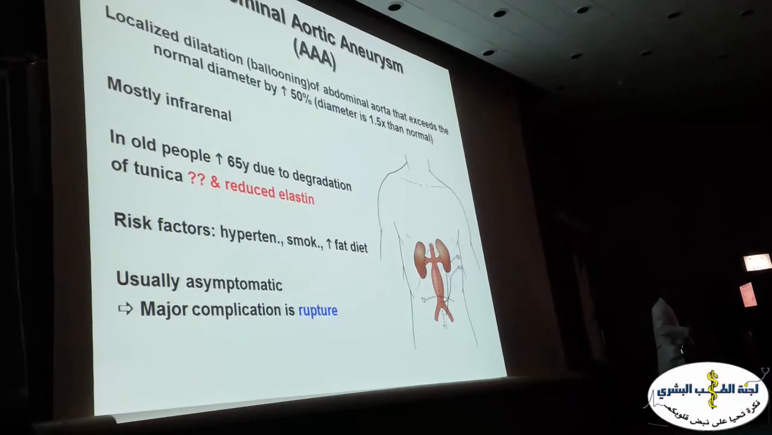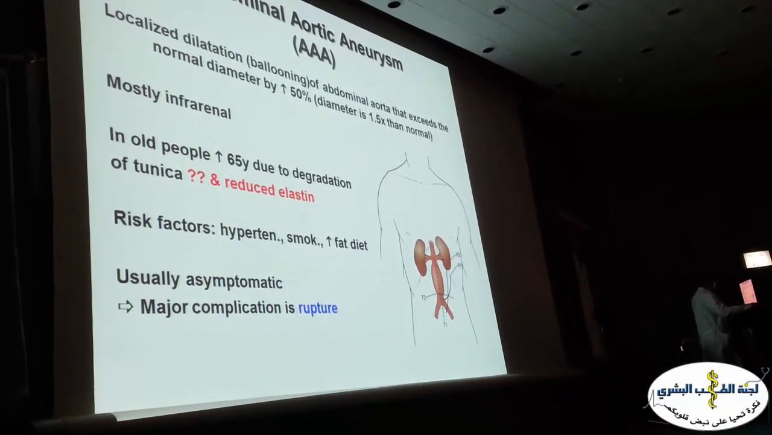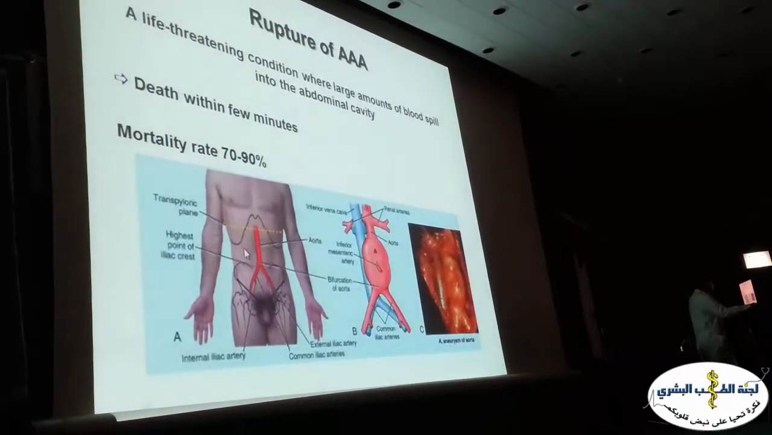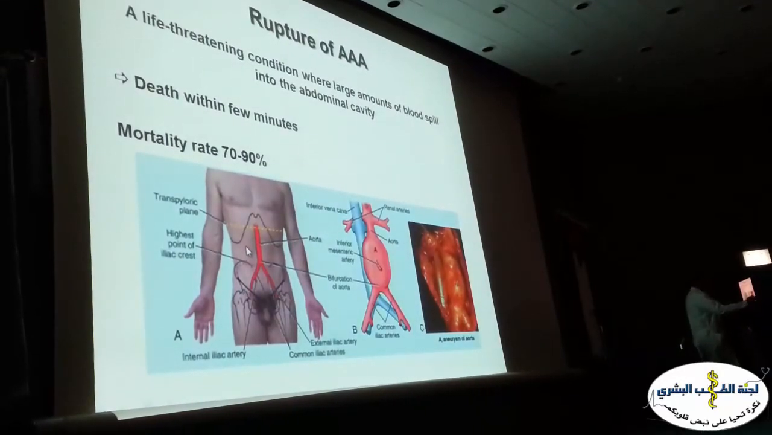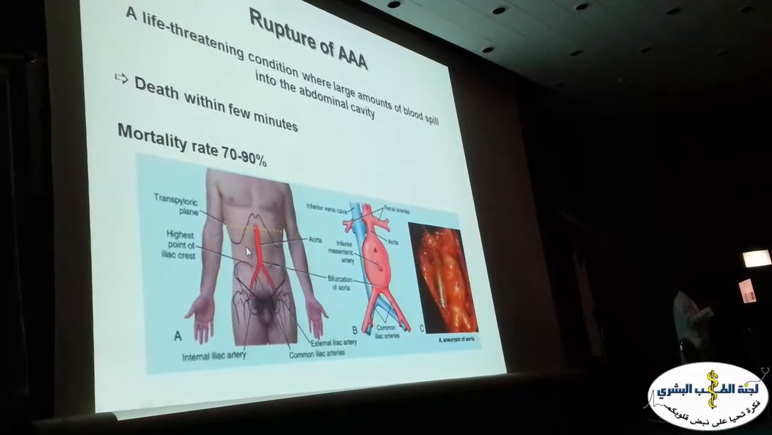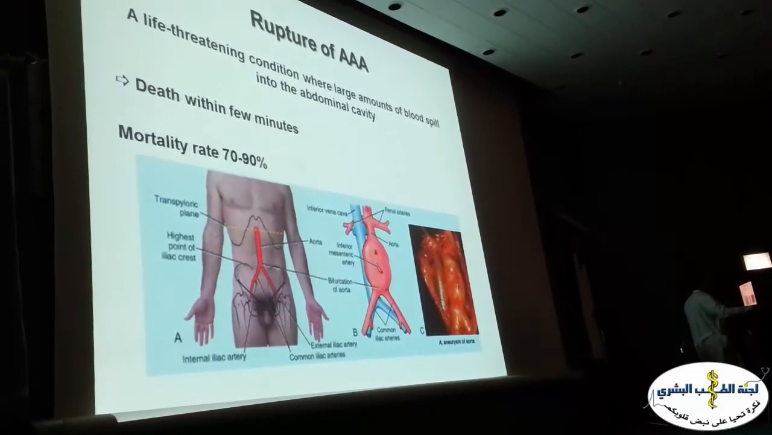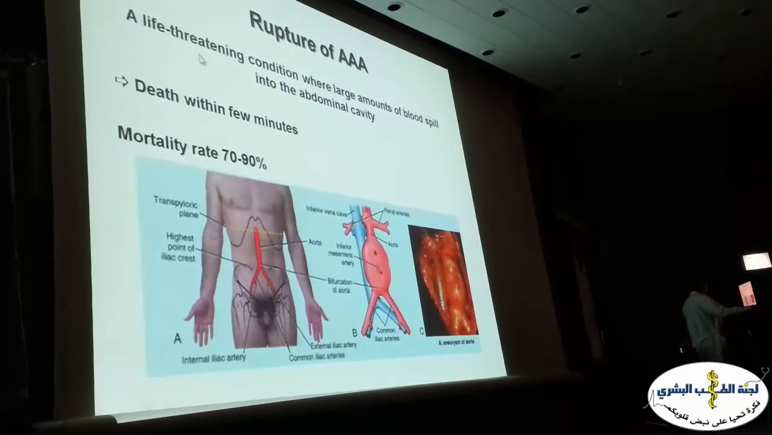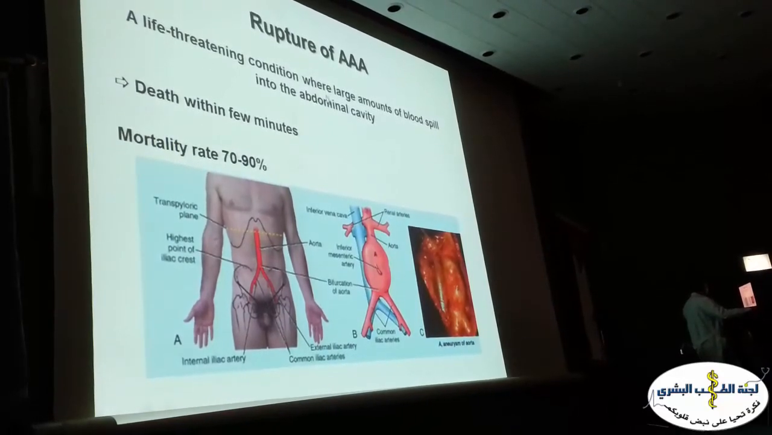Risk factors: old age, due to degeneration of the tunica media and loss of elasticity. The risk factors are hypertension, smoking, and a high-fat diet. It is asymptomatic, but the major complication is rupture, which is why it is life threatening. The patient is not aware of it, and it is usually discovered by chance. If rupture occurs, it is an emergency, a life-threatening condition.